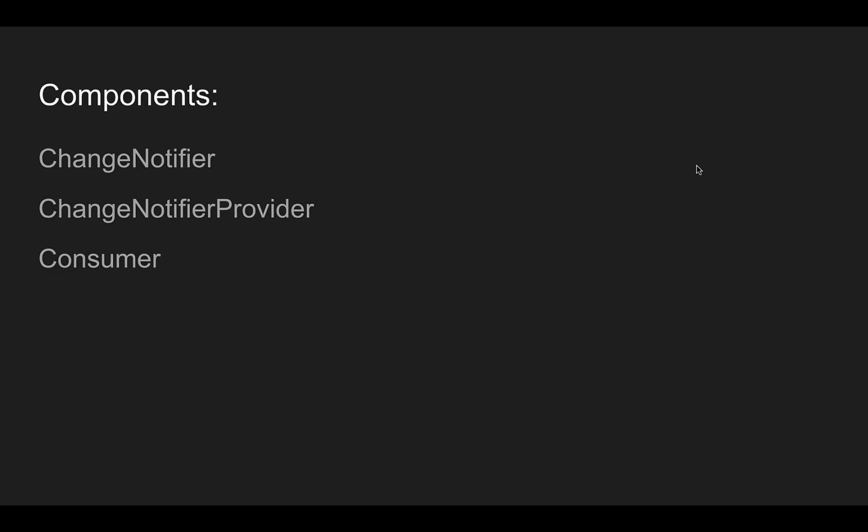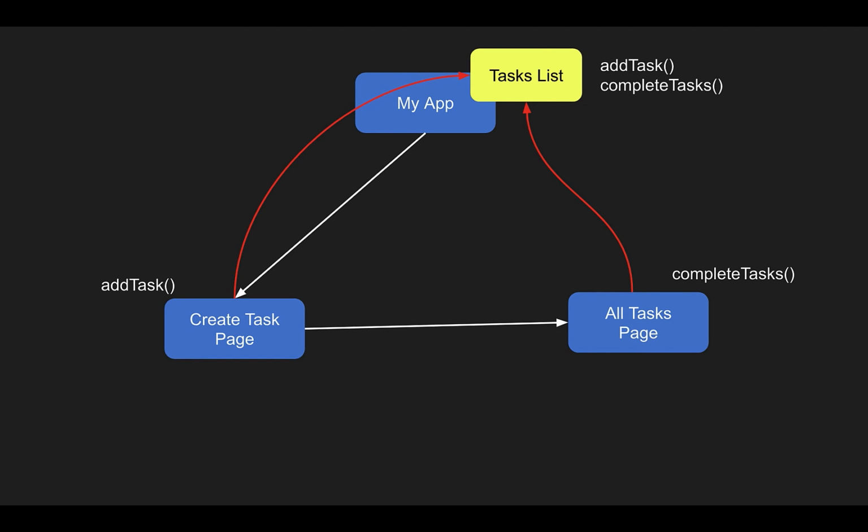Now let's get straight to our previous example, the to-do application. Here we had discussed that instead of putting the entire task list in the create task page, it would be better if we lifted that state up and put the task list on its parent, which is my app. That way, the create task page and all task page can directly access the data, and also if the task list had the capability to notify these two pages whenever there is any change regarding the task list, that would have been even better. Now let's try to map this with provider.